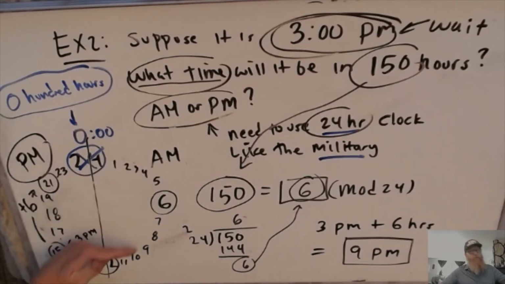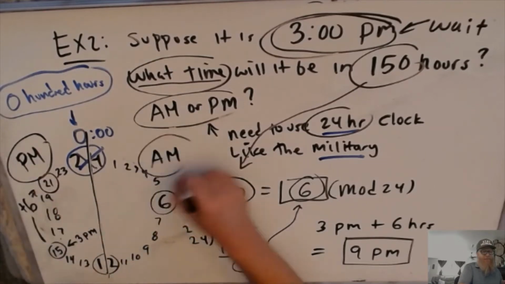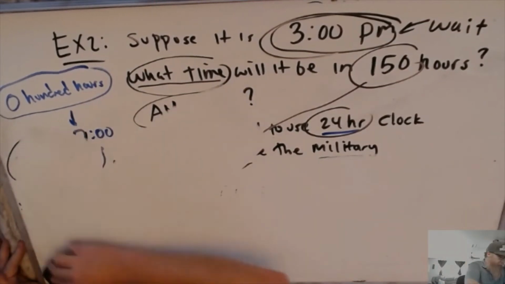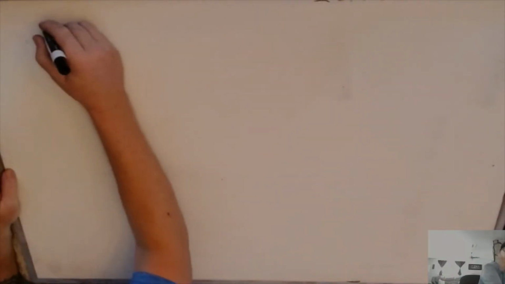Had I landed over on this side, then I would say 9 a.m. But I didn't. I was over here in the PM side. So make sure you keep your AMs and your PMs separate. Okay, so that's clock arithmetic. That's the motivating example. Another thing that's a lot like a clock is a calendar. In fact, a calendar is a type of clock. You can really think of a calendar as a paper clock.